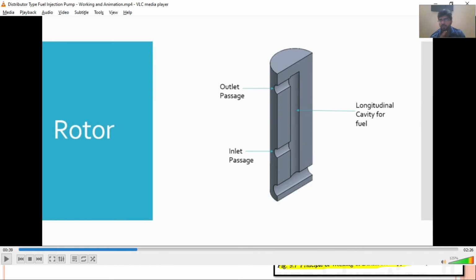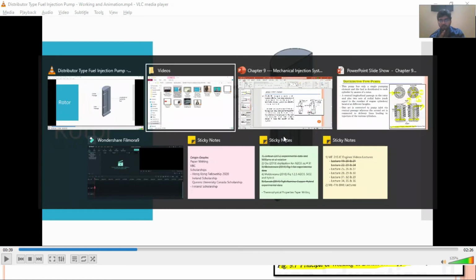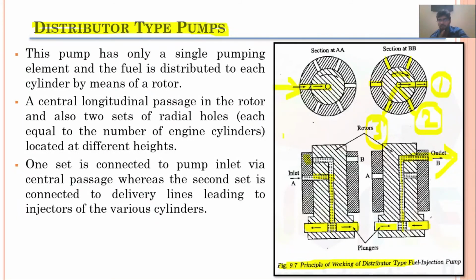There you can see that we have a longitudinal passage, or you can say a longitudinal cavity, where the fuel will be stored, and when this inlet passage is aligned with the inlet port, fuel will come in, and when this outlet passage is aligned with the outlet port, fuel will go out. This is what the cross section view of the rotor will look like, which I have also explained in this slide as well. This is the cross sectional view of the rotor.